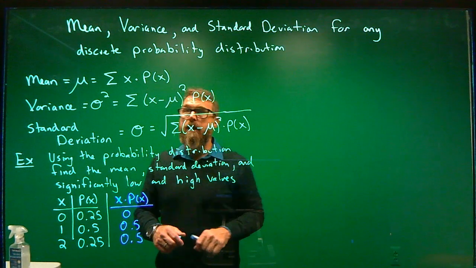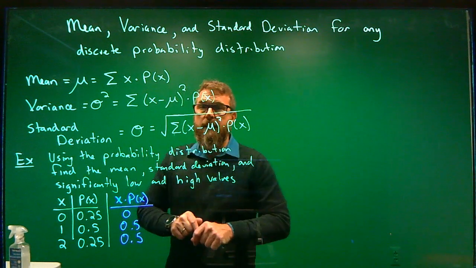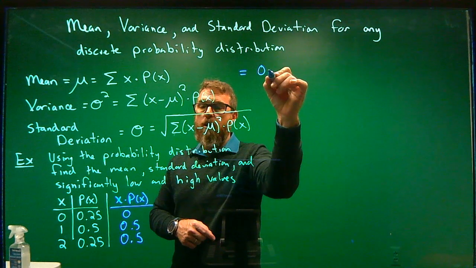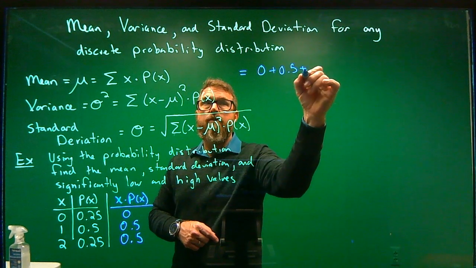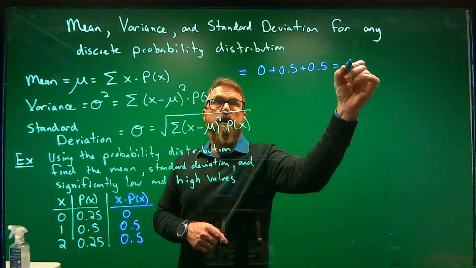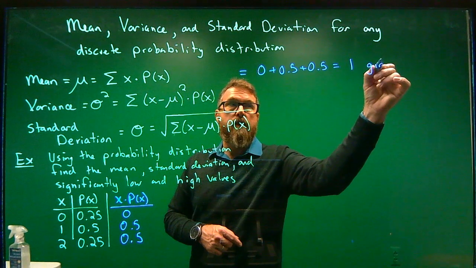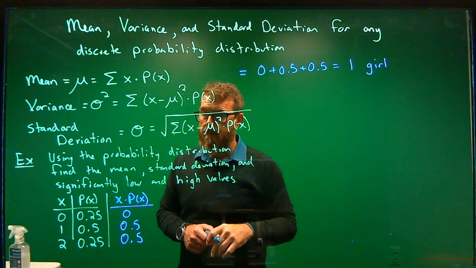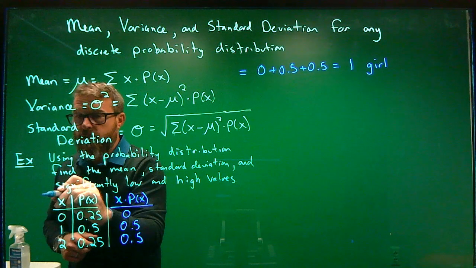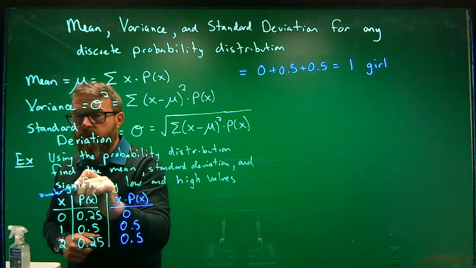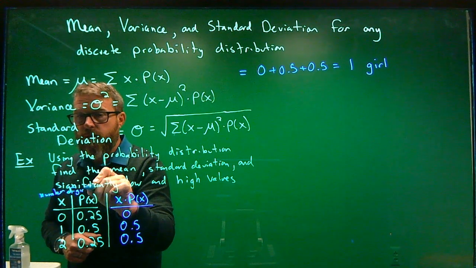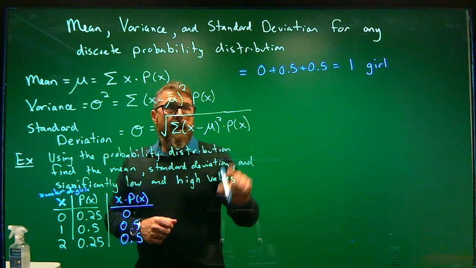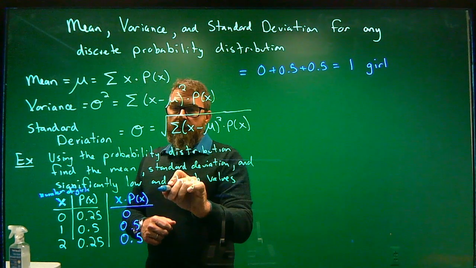So I know the mean is equal to the sum of x times p of x. This mean is going to be 0 plus 0.5 plus 0.5, which is going to equal 1. In this case, this represents girls, where x is the number of girls. So I should say that this is the number of girls. That's your x.